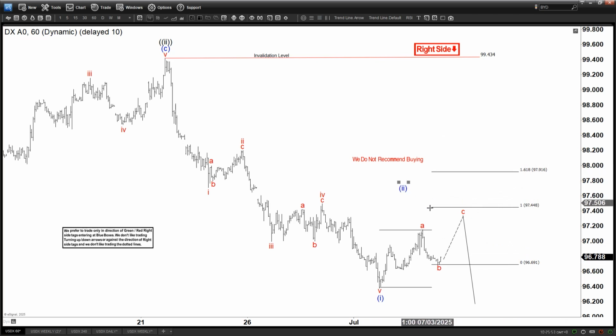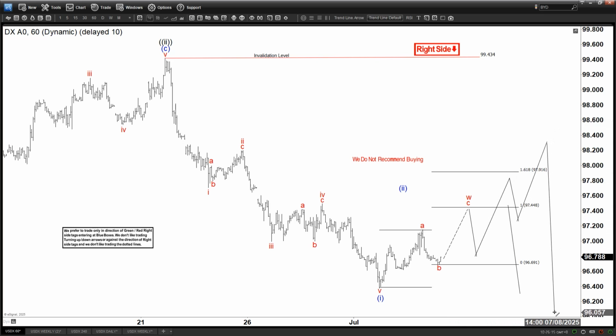Of course, the rally can also take the form of a bigger complex correction, let's say a WXY, in which case you can have an ABC rally over here which is only ending the W, and then you get an X, and then another 3 swings up in the Y leg before turning lower. That's also another possibility. But no matter what structure this rally turns out to be, as long as we stay below 99.4, we continue to like more downside.